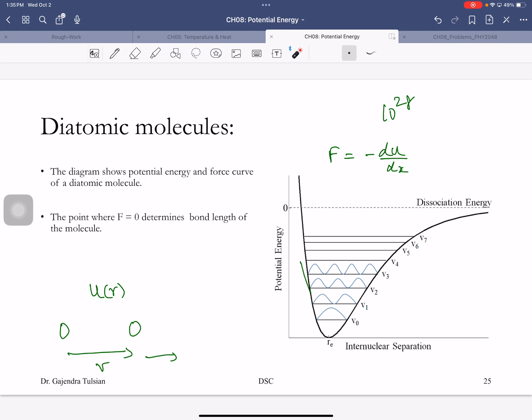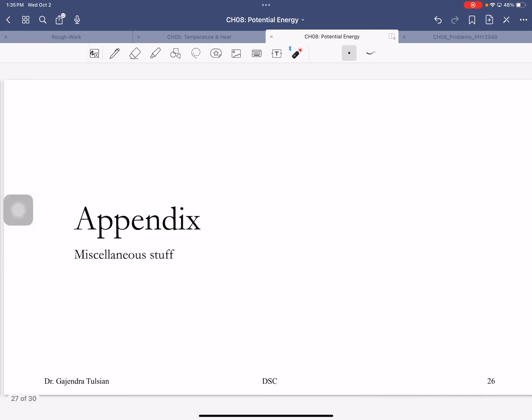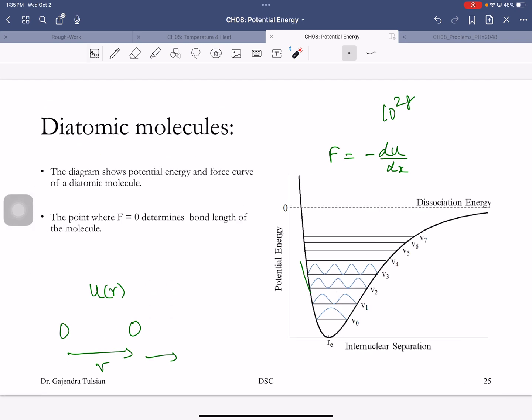Where does this guy sit? At the minima of the potential energy. And that is the bond length. So all you had to do was see this picture and you know the bond length. Of course there are quantum effects, it'll vibrate and all that. But classically that would be the size of the molecule, the distance between the atoms. So these potential energy graphs are very useful.